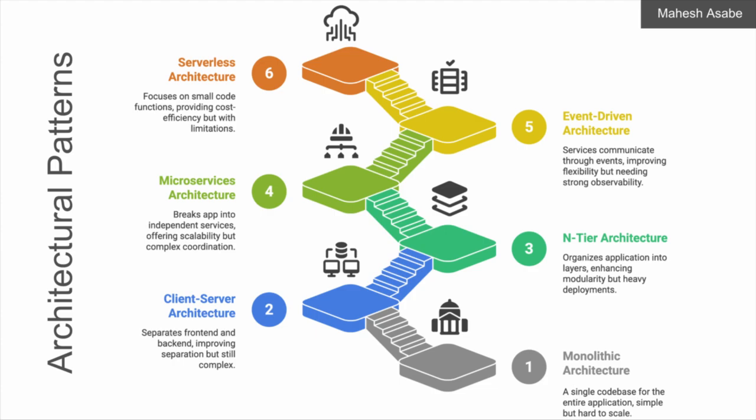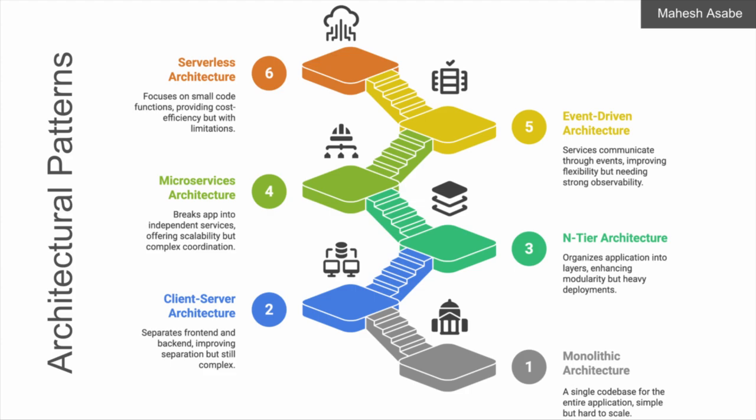Next came the n-tier architecture, commonly used in enterprise app systems. Here we organize the application into multiple layers: presentation, business logic, and data. Tools like Java EE, ASP.NET MVC, or Spring MVC make this possible. For instance, many banking systems or ERP platforms still rely on n-tier setups. It improved modularity and testability, but deployment remained heavy and not very agile.